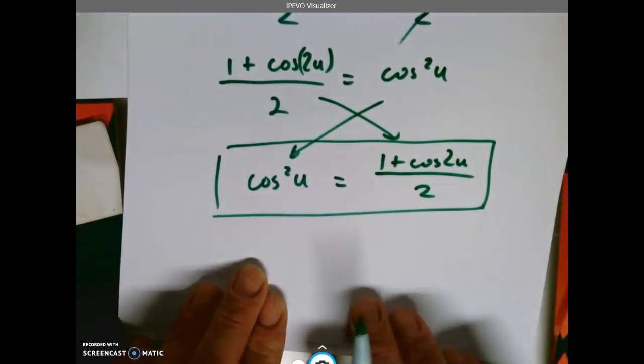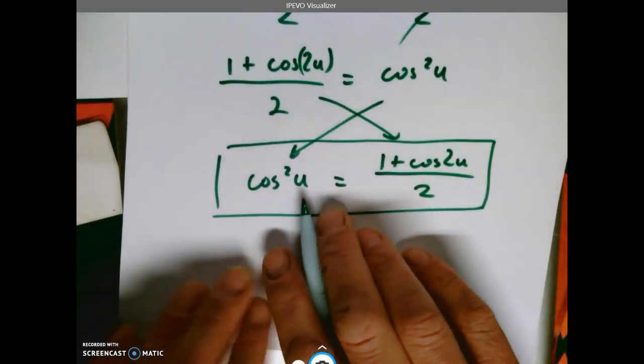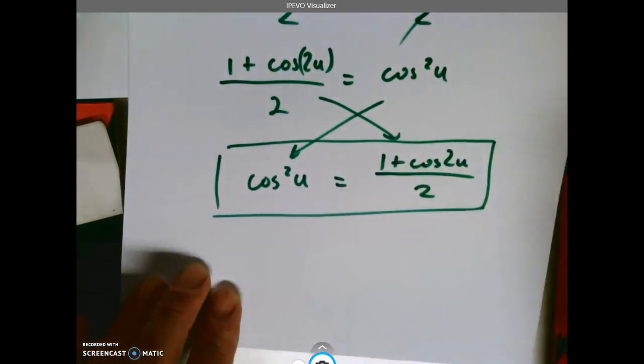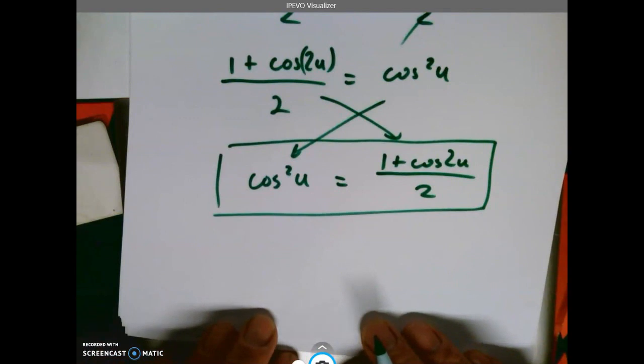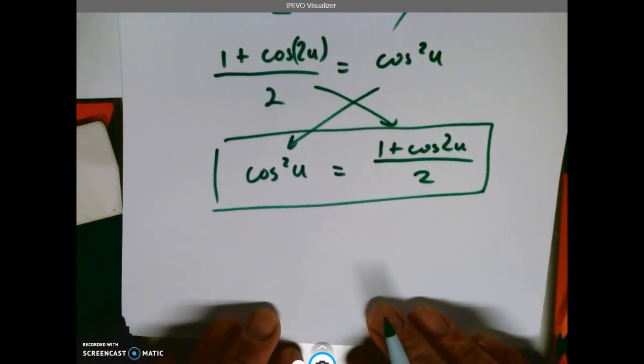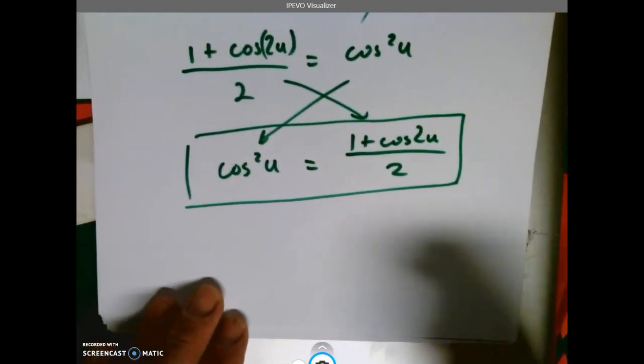Again, in the days before calculators, when you couldn't easily square a hard number, it might have been easier to do cosine 2u instead of cosine squared. That's really what it is. Let me show you the last little bit of information here to get you from there to there.